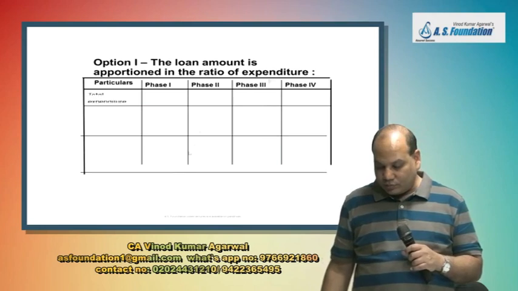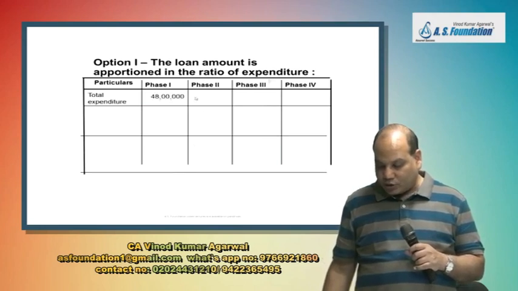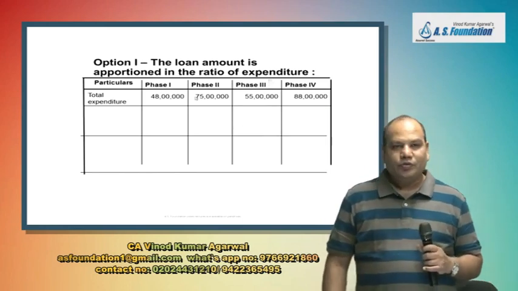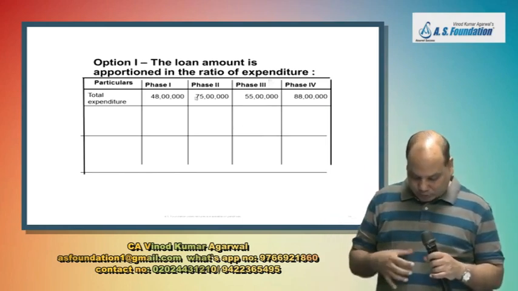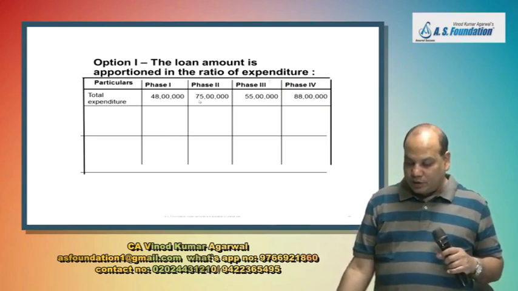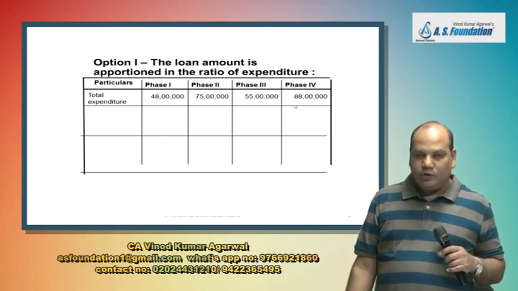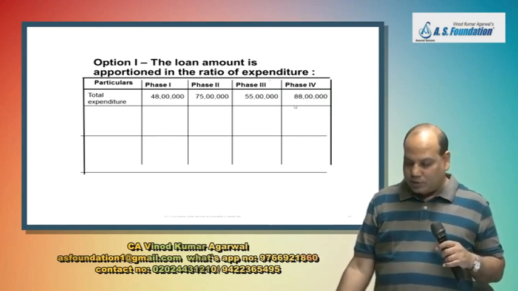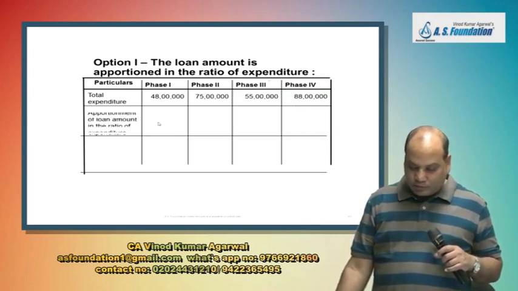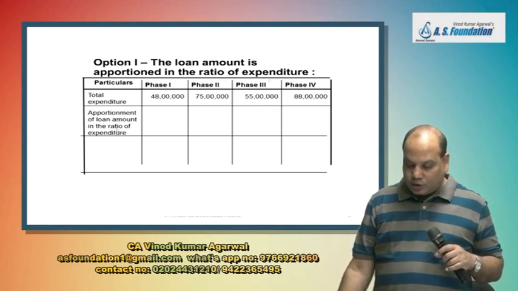So what I'll do is first apportion the loan amount in the ratio of expenditure. Write down point number 8, total expenditure: 48 lakh, 75 lakh, 55 lakh, 88 lakh. However you present it, the final answer must be correct. And your loan amount is 2 crore 40 lakh. Apportionment of loan amount in the ratio of expenditure.